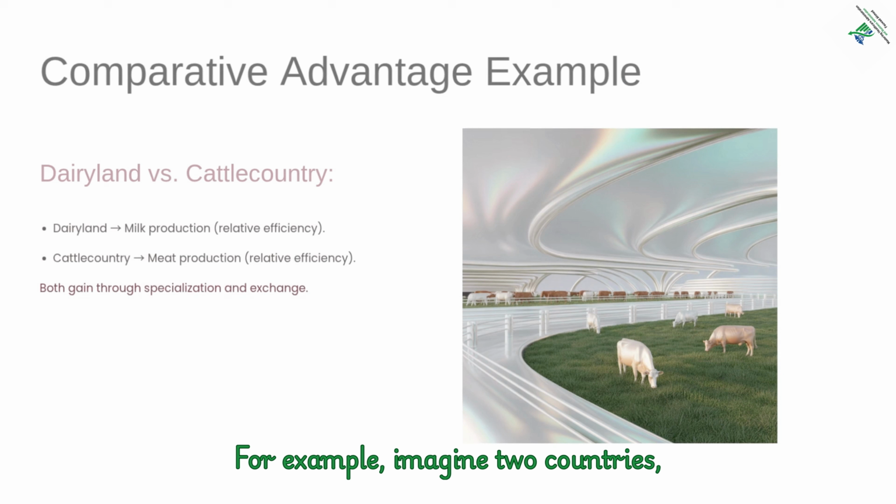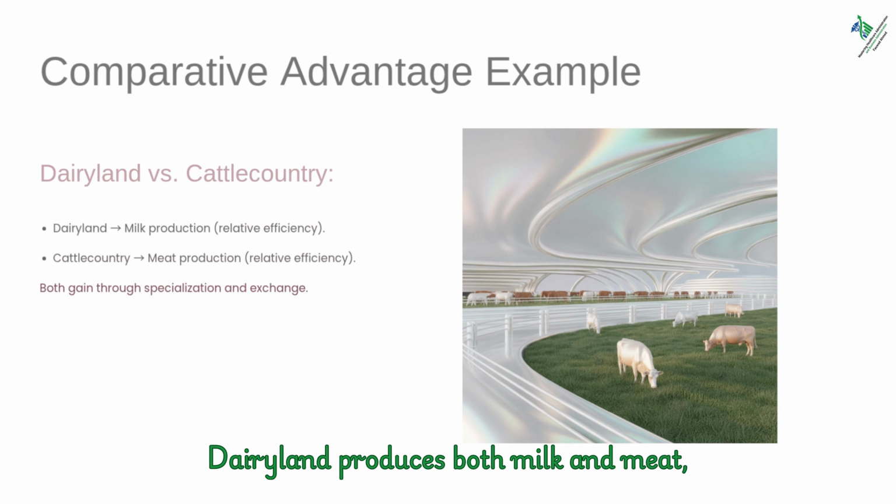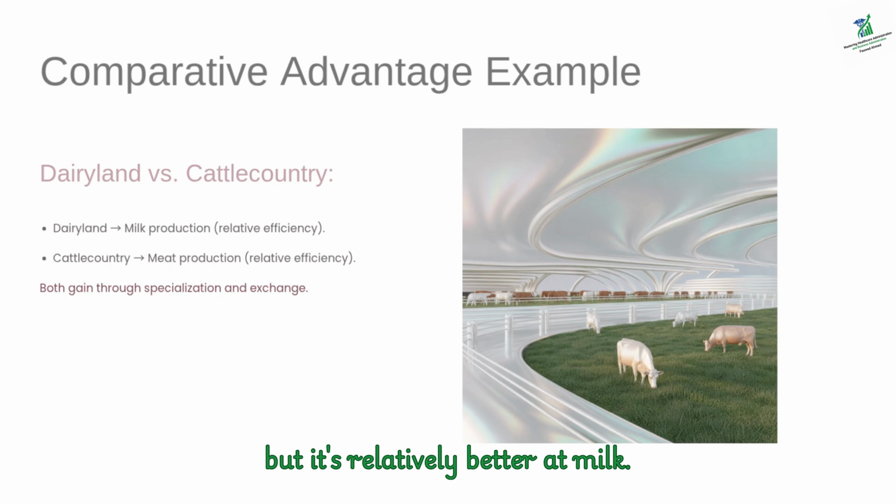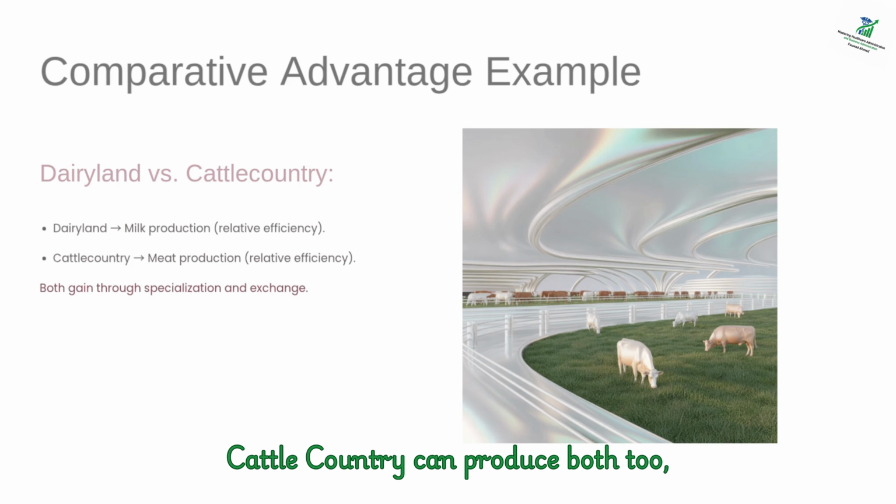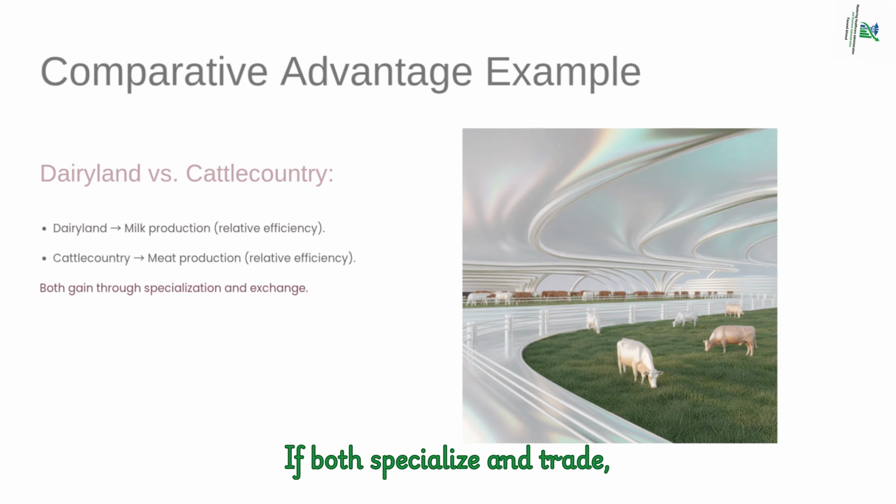For example, imagine two countries, Dairyland and Cattle Country. Dairyland produces both milk and meat, but it's relatively better at milk. Cattle Country can produce both too, but it's relatively better at meat. If both specialize and trade, total output increases and both nations are better off.